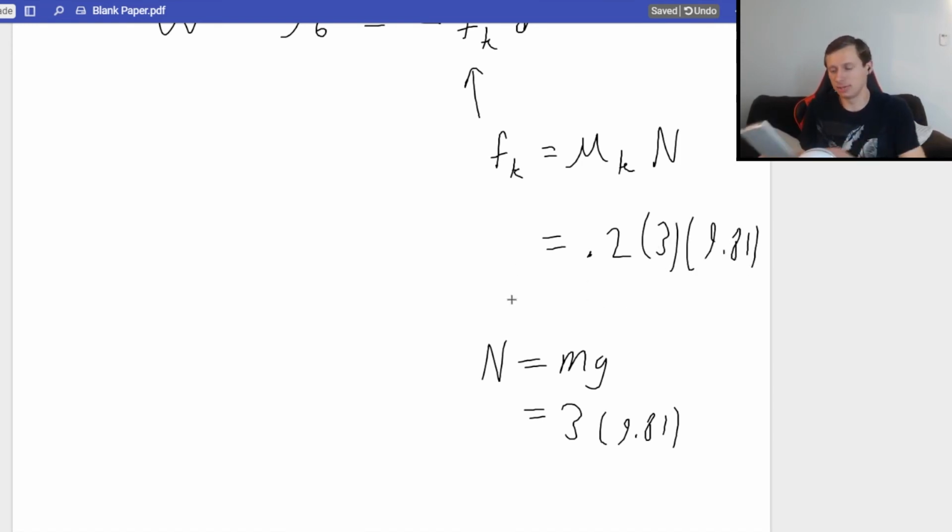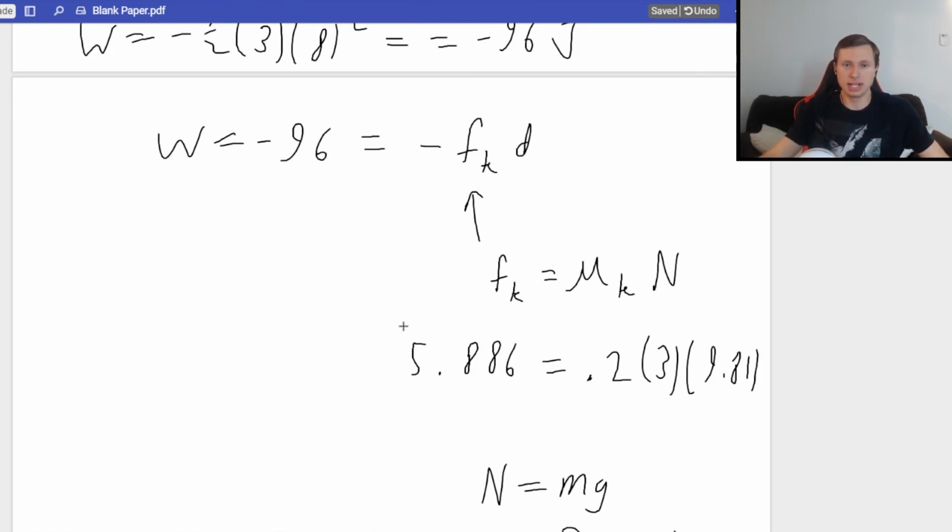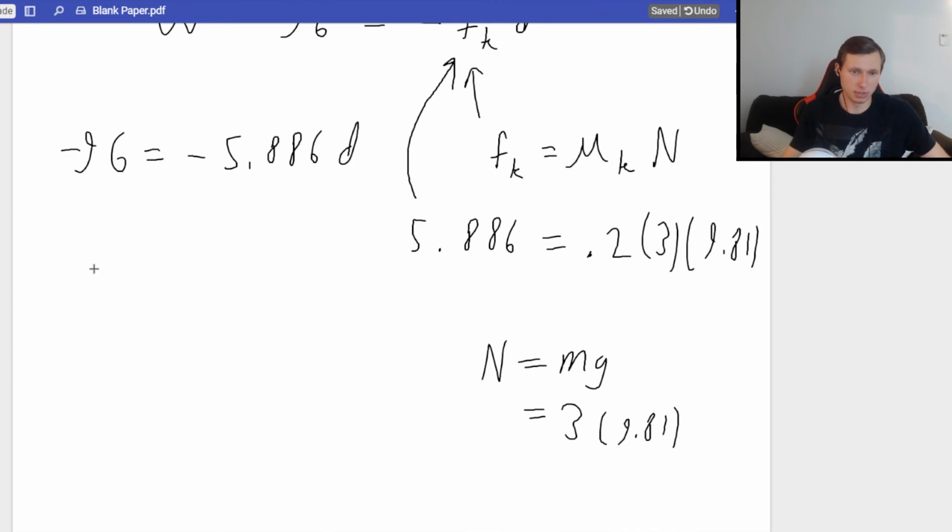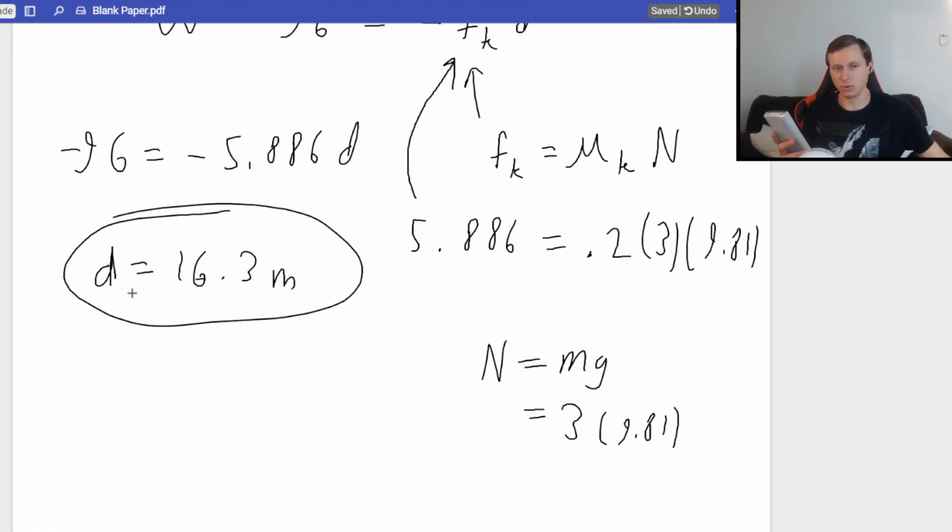Let's plug that in a calculator. 0.2 times 3 times 9.81, 5.886. So that's my frictional force. And again, I'm plugging that in right there. So I'm saying negative 96 equals negative 5.886 times my distance d. Only one thing to do left. Divide both sides by negative 5.886. And we will get a final answer of 16.3 meters. Very cool. And that's the answer to this last work and energy problem.